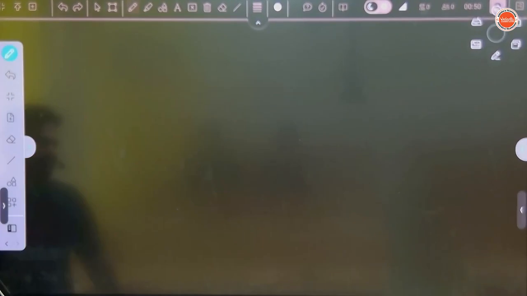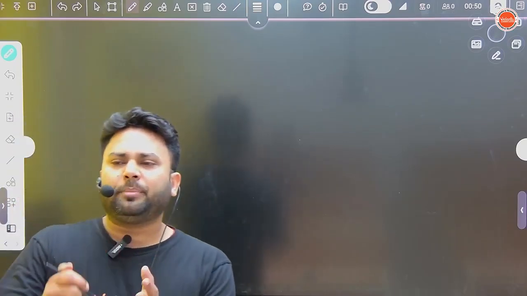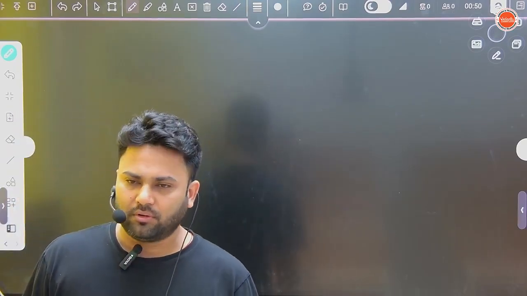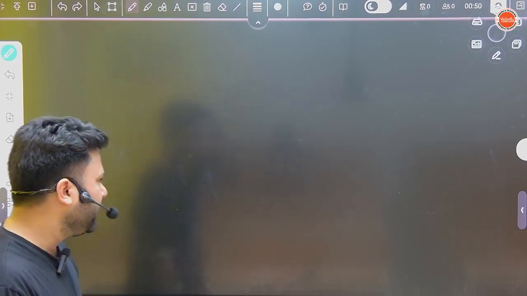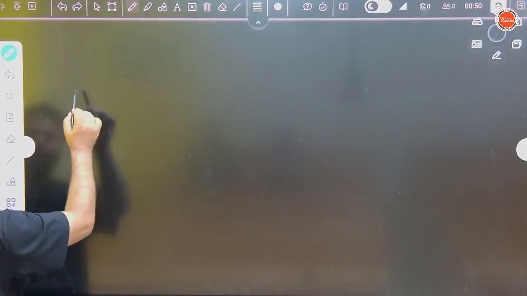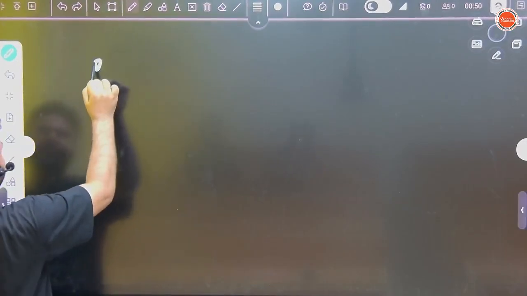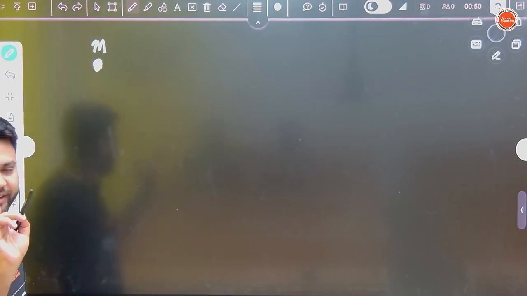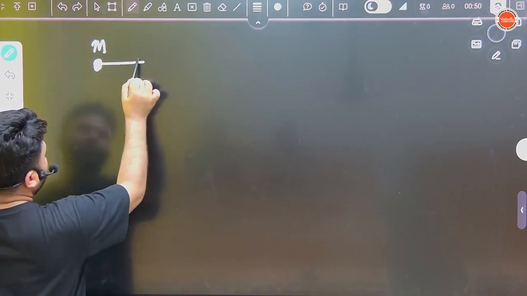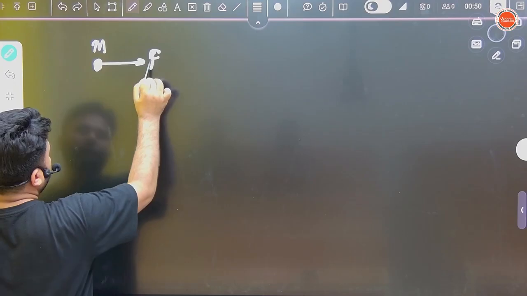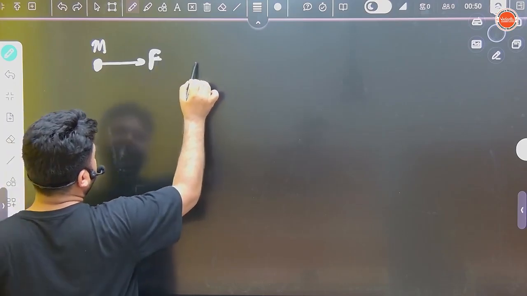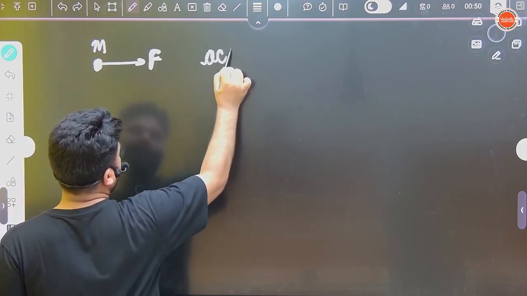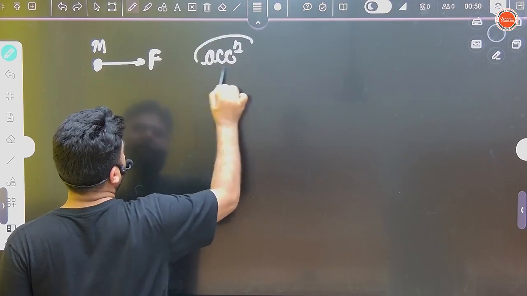Next point, see some analogous behavior you should be able to understand. Like, in linear motion what happens? Suppose there is a mass, linear motion, 1D. You are applying some force. What happens? It accelerates. It gets acceleration.